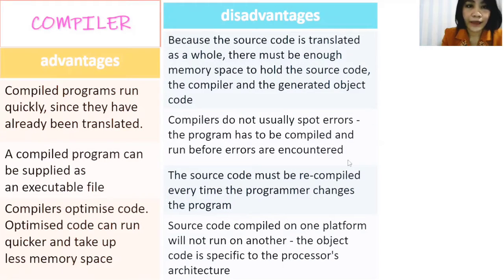The disadvantages of a compiler: because the source code is translated as a whole, there must be enough memory space to hold the source code, the compiler, and the generated object code. Compilers do not usually spot errors; the program has to be compiled and run before errors are found. Next, the source code must be recompiled every time the programmer changes the program. The source code compiled on one platform will not run on another. The object code is specific to the processor architecture.